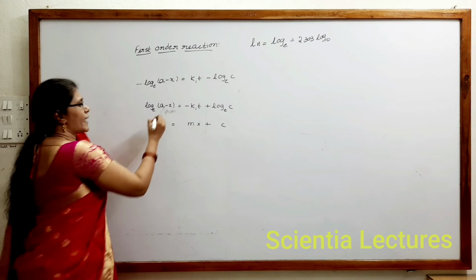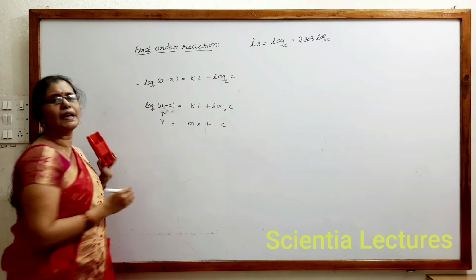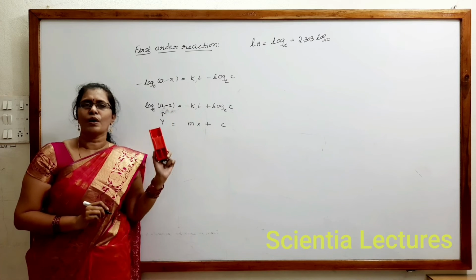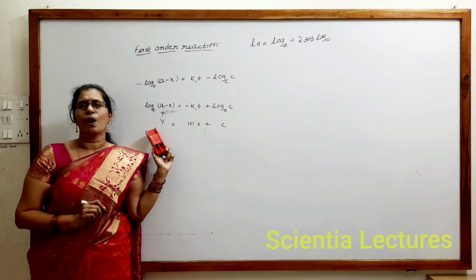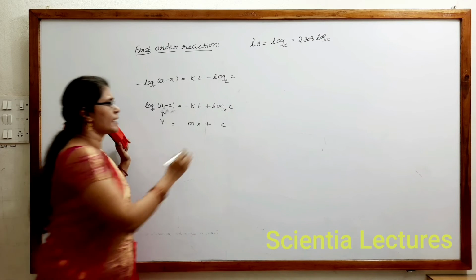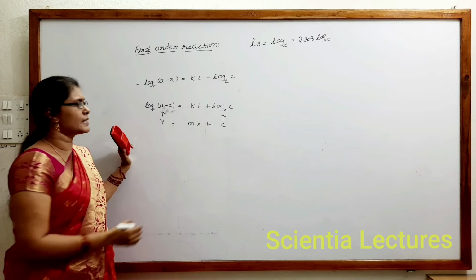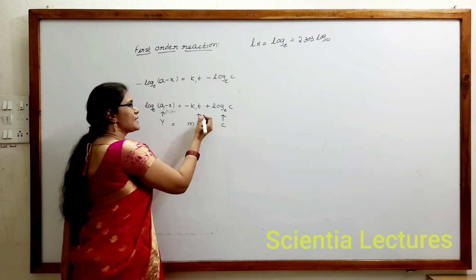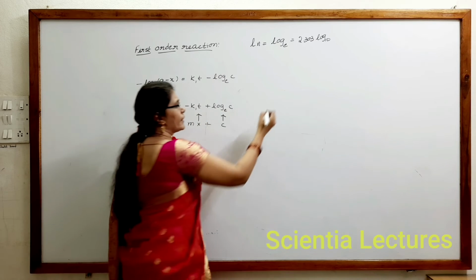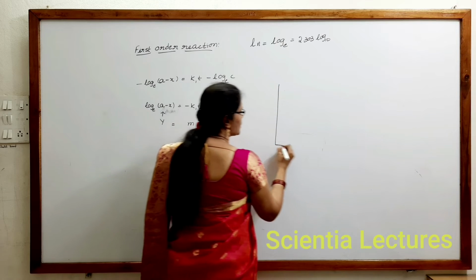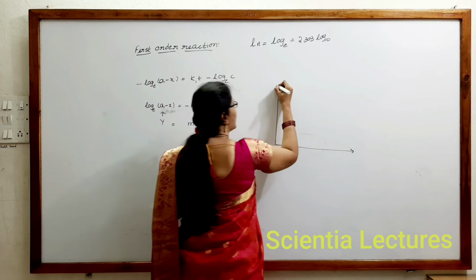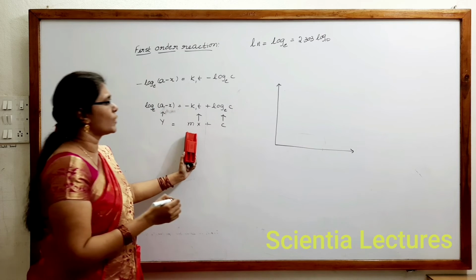What should be taken in the y-axis? Log base e (a minus x). What should be taken as the y-intercept? Log base e c. What should be taken in the x-axis? t. So if you draw the graph related to the first order reaction, this is a straight line equation.